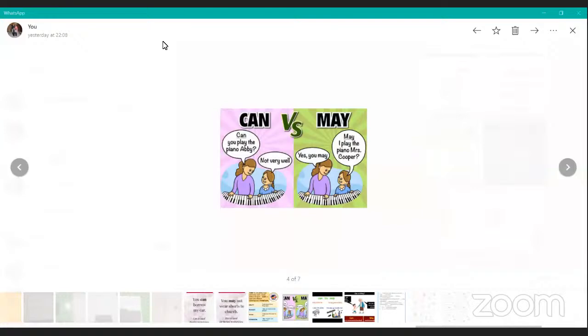Let's look at the modal can. Can you play the piano, Abby? Now, the teacher is asking a question. Teacher ප්‍රශ්නයක් අහන්නේ නේද? ඔයාට piano එක play කරන්න පුළුවන්ද? We use the modal can there. So, we use the modal can to ask a question. And also, we use modal can to show ability.